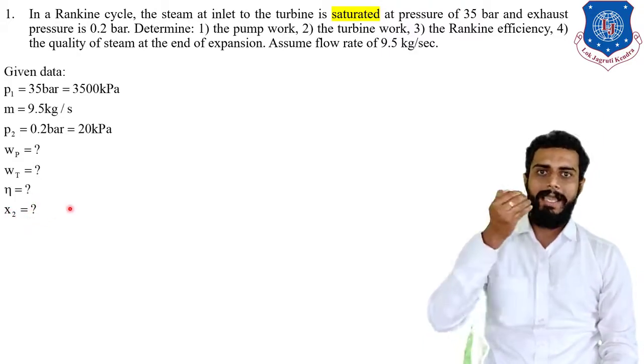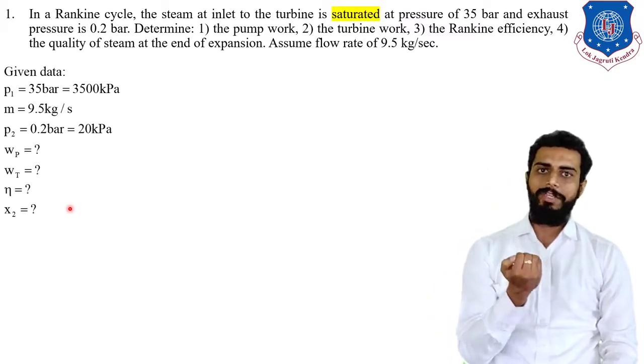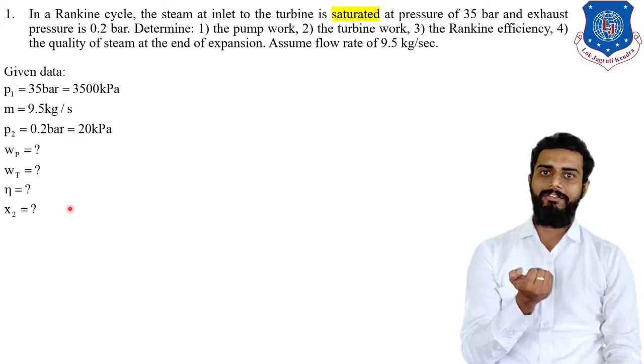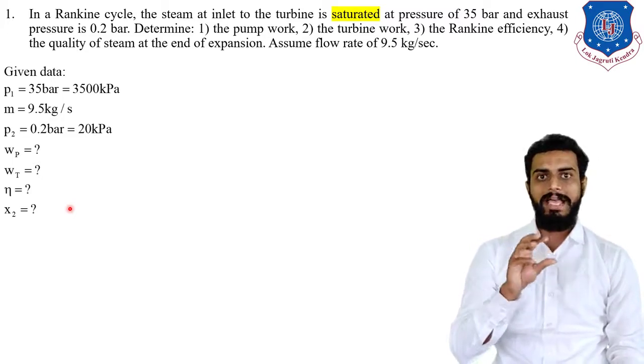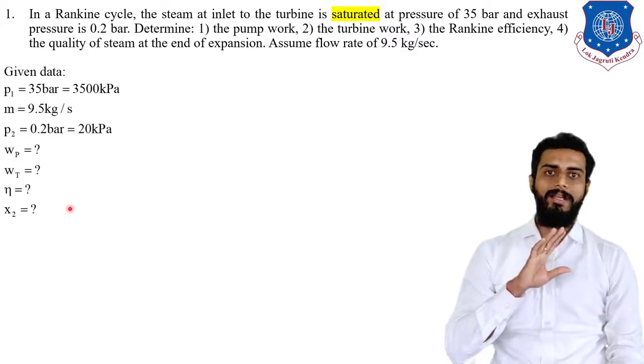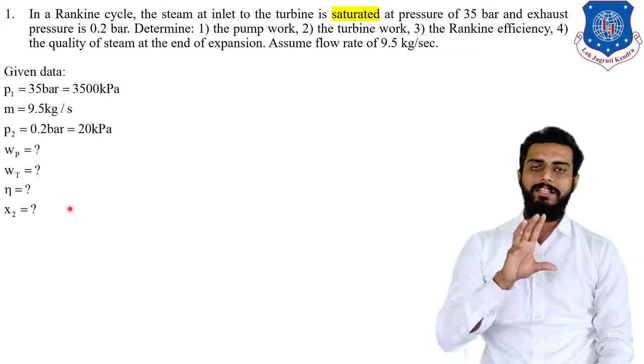So you know that the expansion process will end at the exit of the turbine. So we are supposed to find out the dryness fraction at point number 2. Because we have denoted point number 2 as the exhaust of the turbine. So we are supposed to find out X2. Okay, so these are the things that we are supposed to find out.